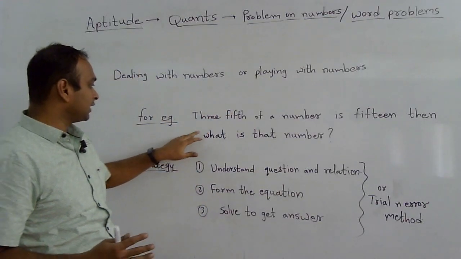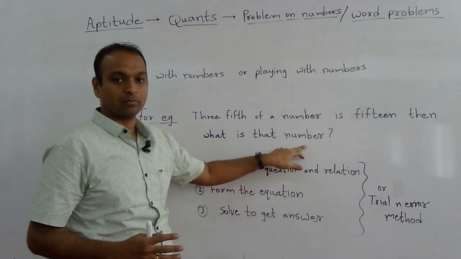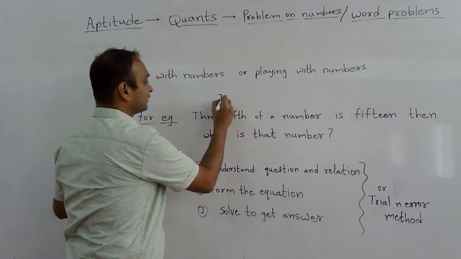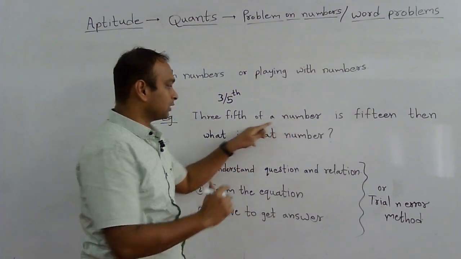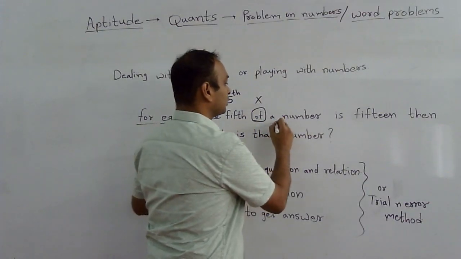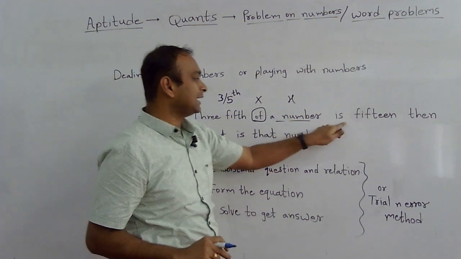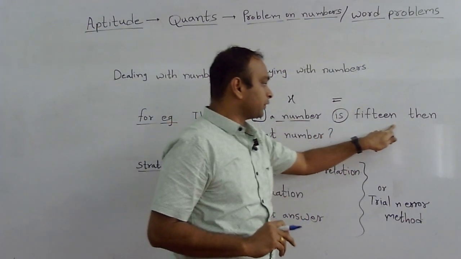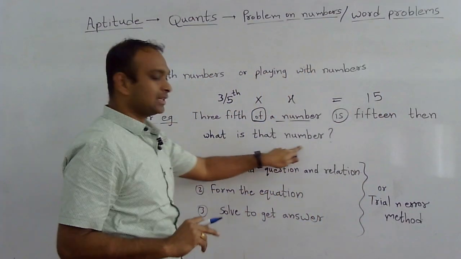An example of this topic is given here. 3/5 of a number is 15. Then what is that number? Okay, this is the example. So how can we solve this? 3/5 of that number. The word 'of' says multiplication. A number, so we can consider x. So 3/5 into x is equal to 15, which is given. Then what is that number?